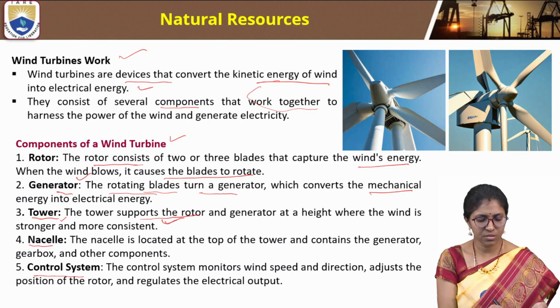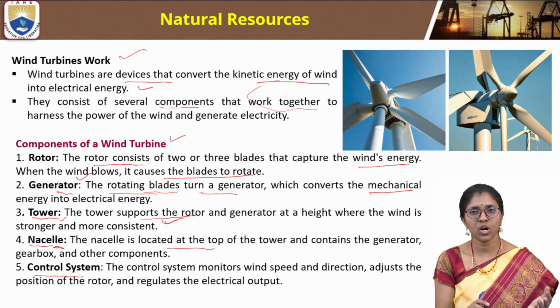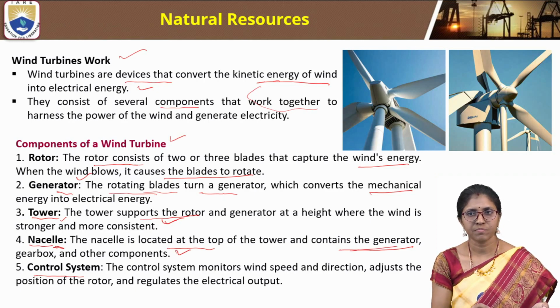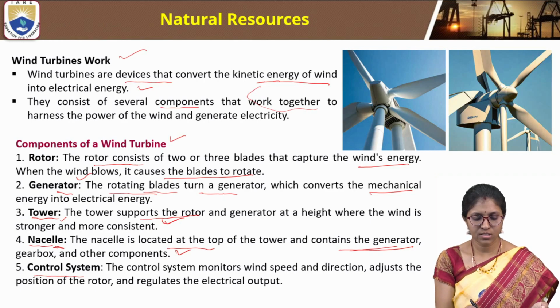The next component is the nacelle. The nacelle is located at the top of the tower, and it contains the generator, gearbox, and other components.